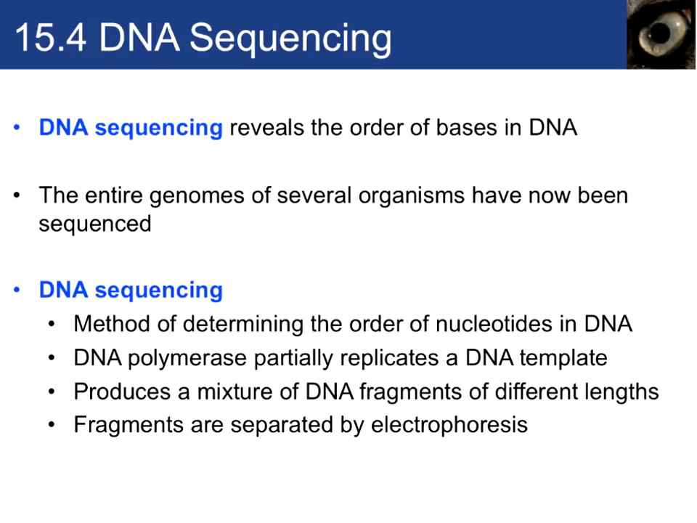DNA sequencing is a process that reveals the order of the bases in the DNA. The entire genomes of several organisms have now been sequenced, and this includes the human genome. In the process of DNA sequencing, the DNA polymerase partially replicates a DNA template, and it produces a mixture of DNA fragments of different lengths. These fragments are then separated by a process called electrophoresis to determine the sequence of the original template.